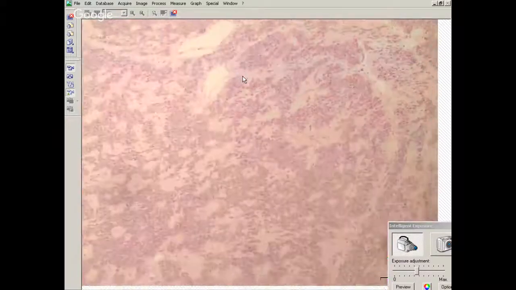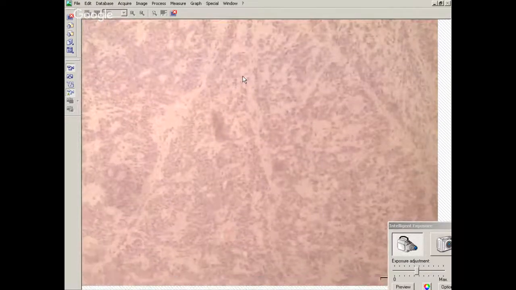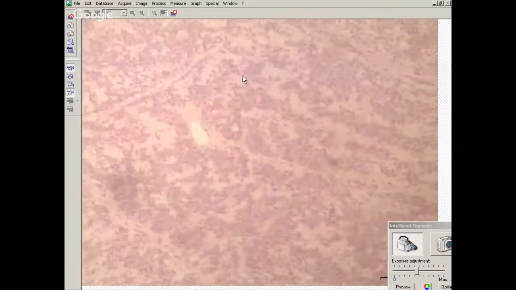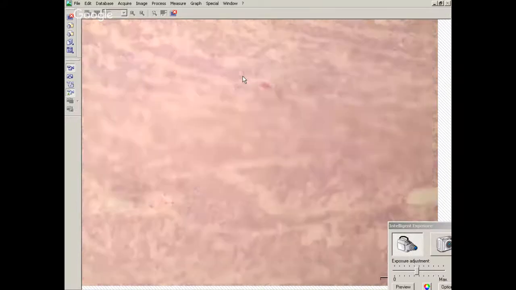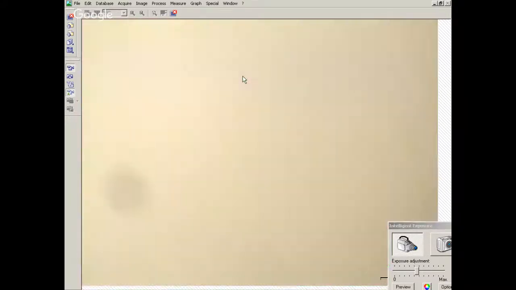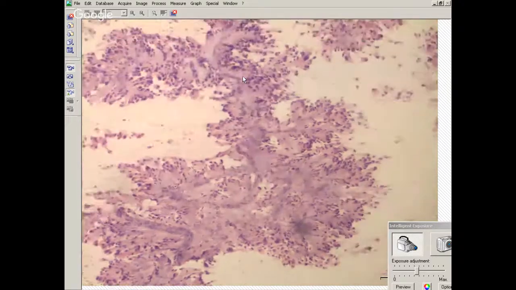Ependymomas are what grade? Grade 2, yeah. Except for myxopapillary ependymomas. Myxopapillary ependymomas are where? Yeah, they're good ones. Oh, this is a smear.